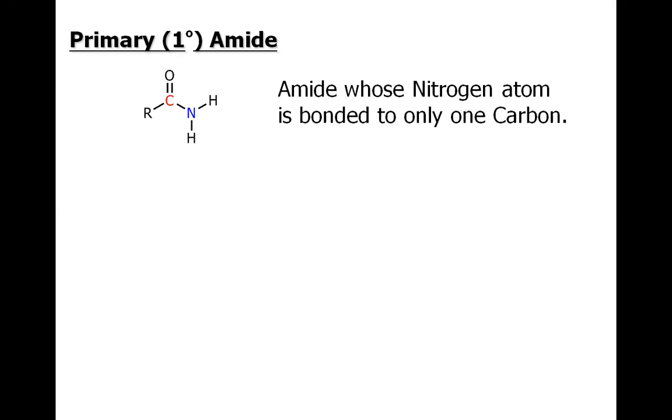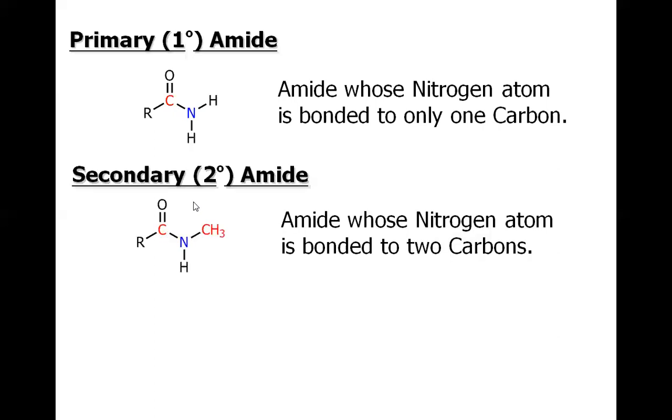So for the primary amide, we know that it's an amide whose nitrogen atom is bonded to only one carbon. If you look at this structure of amide, we have a carbonyl and nitrogen directly connected with the carbonyl, which is the case for the amide. Now nitrogen has only one carbon linked, and the two other valencies are satisfied by some other atoms. So this is the primary amide.